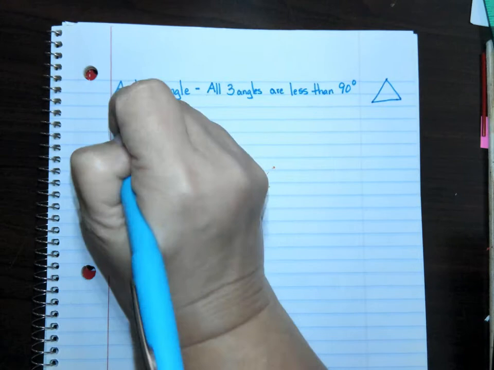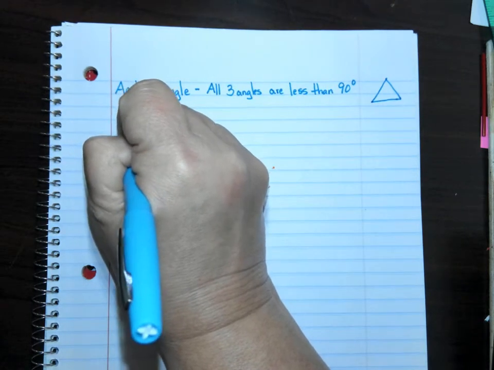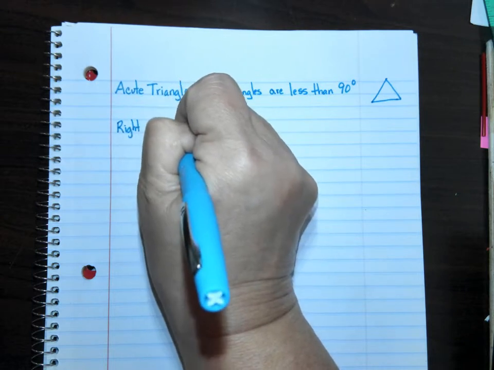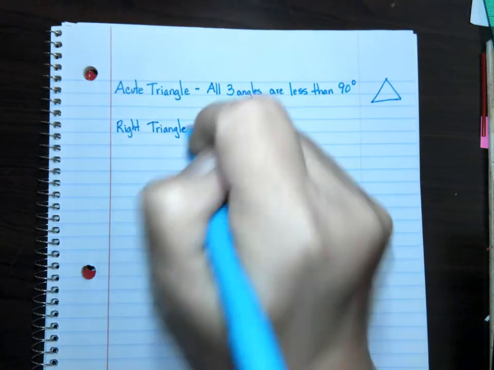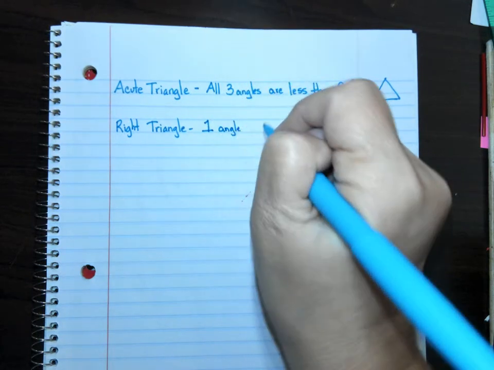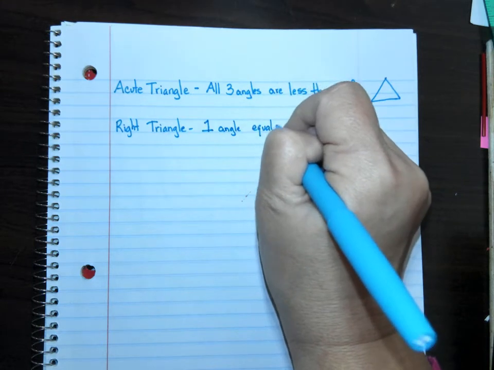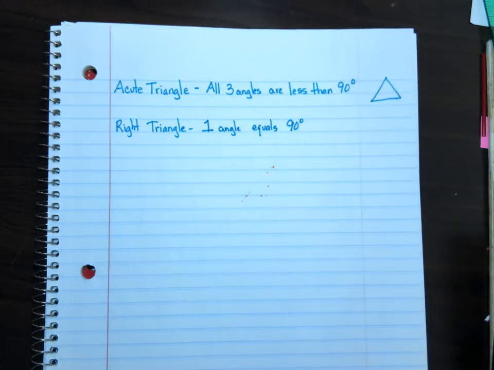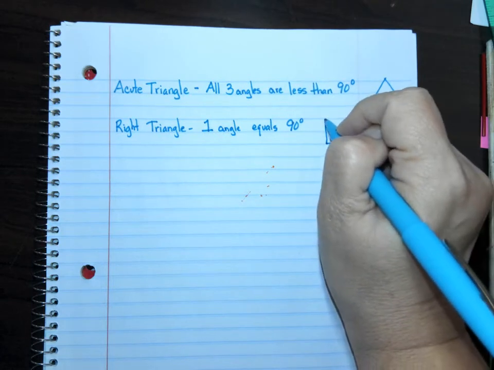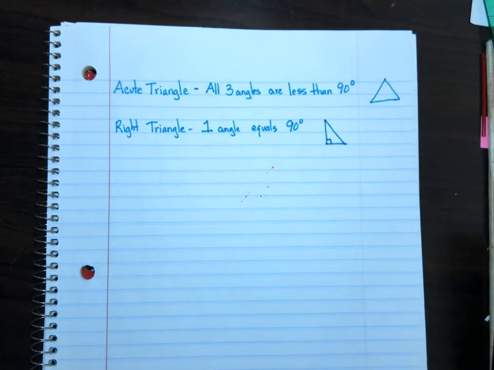And then we have our right triangle. Now in our right triangle, we have one angle equals 90 degrees. It's not all three of them. It's just one. And so that could look like this. That's just one example of a right triangle.